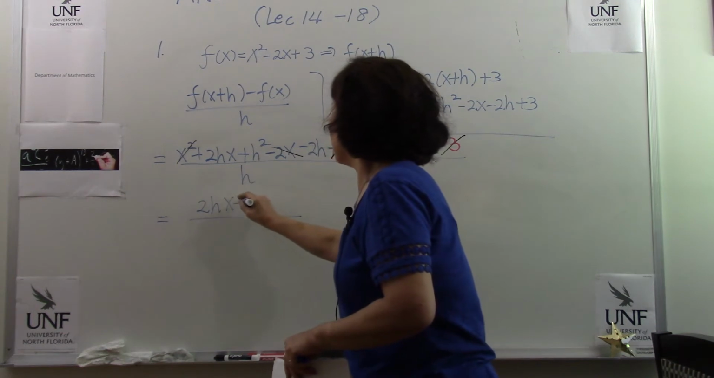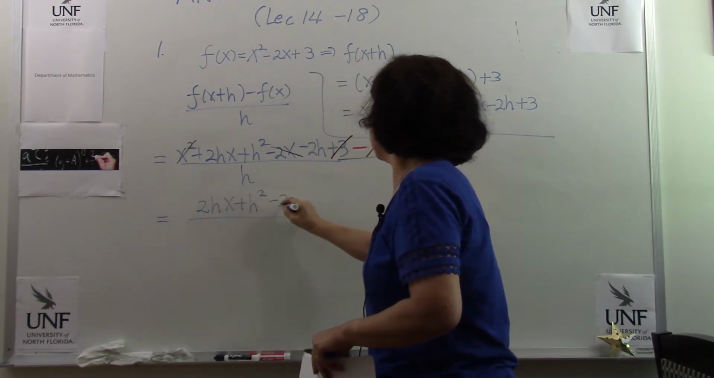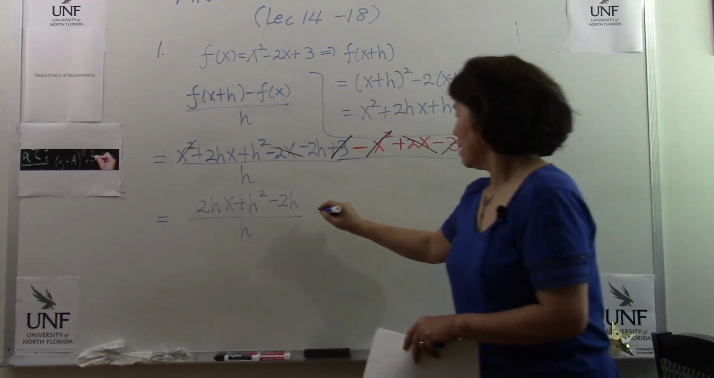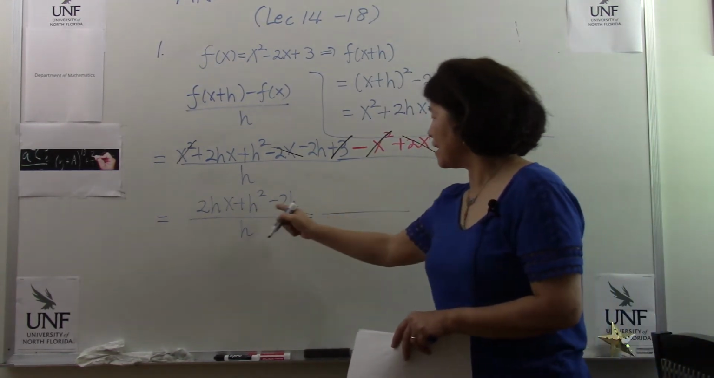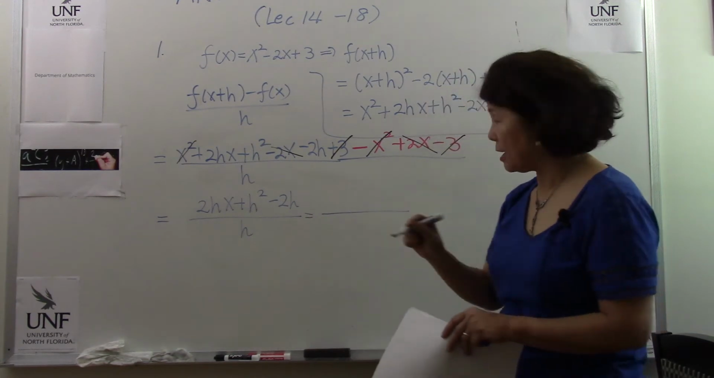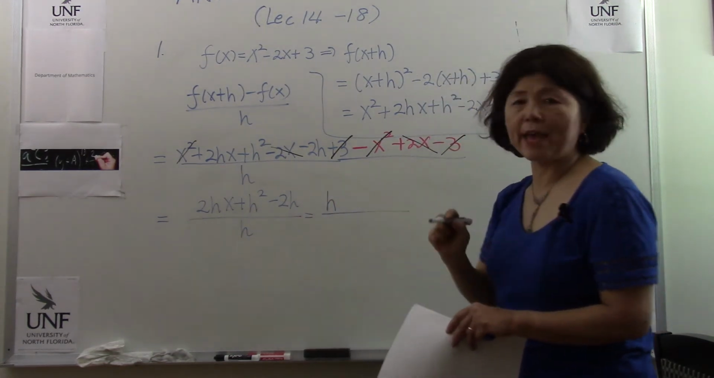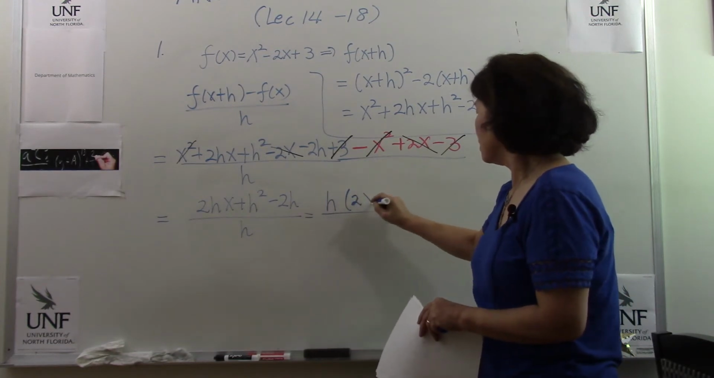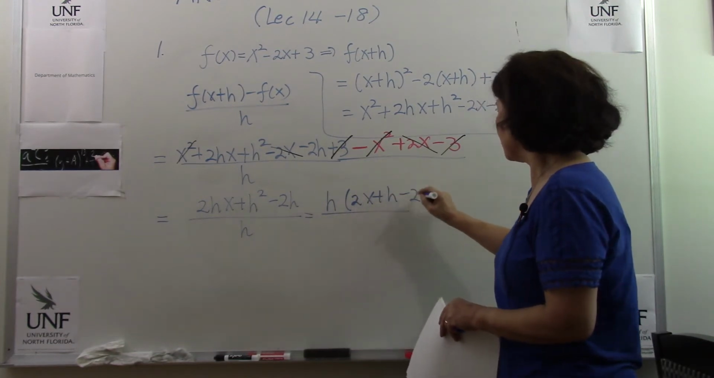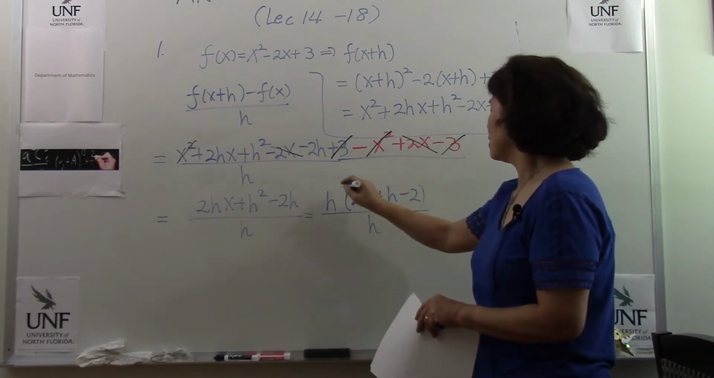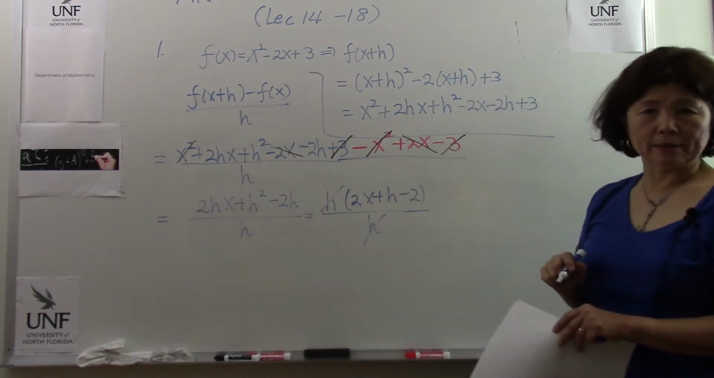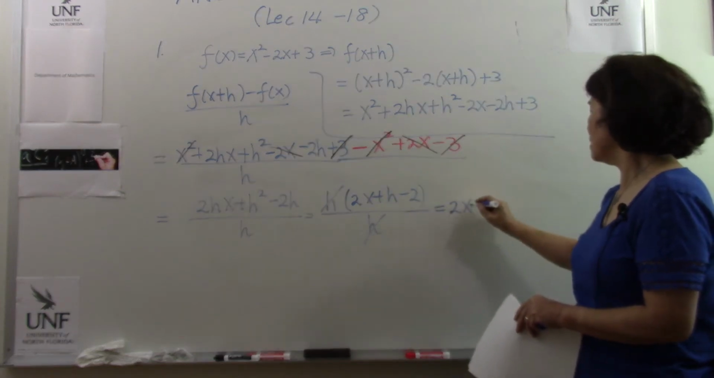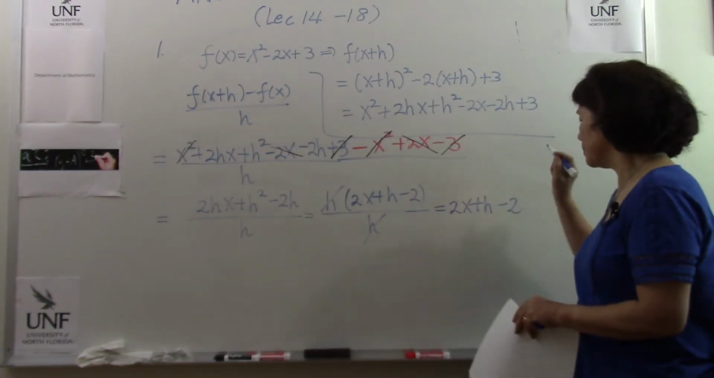What's left is 2hx plus h squared minus 2h, over h. Do you notice that everything upstairs has h in it? So factor h out, that gives you h times (2x plus h minus 2) over h. Now h and h cancel. So the final result is 2x plus h minus 2.